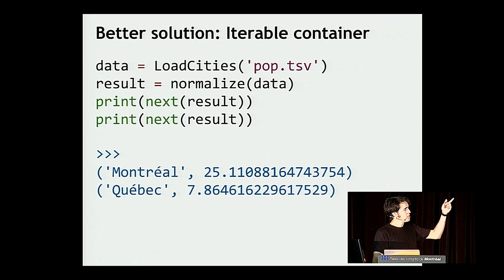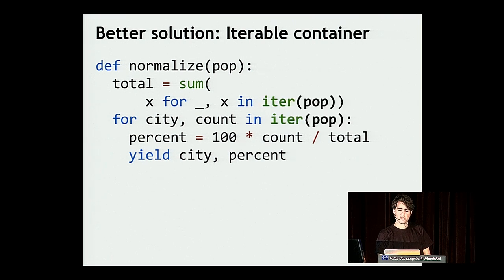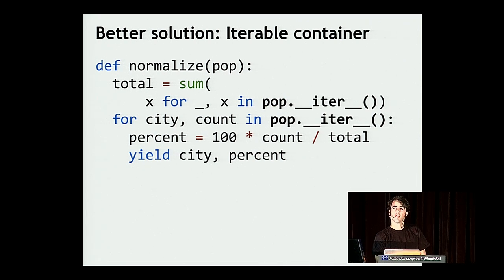If I create the load cities object at the top and I pass it into the normalized function, then I get Montreal's 25%, Quebec's 8%, and so on. So why does this work where the other one didn't work? And the answer is, when you call iter(pop) here, what that actually tells Python to do is call iter on pop. So iter(pop) in turn calls pop.__iter__. And that's the solution. Because when you call pop.__iter__, you get a new iterator for each call.